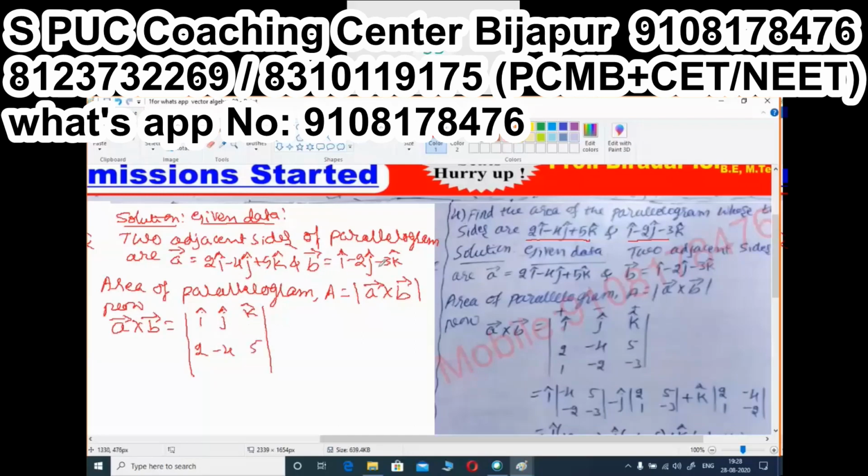Okay, so the b vector you write in the third row. Tell me the coefficients of i cap, j cap and k cap. The coefficients of this b vector are 1, next is minus 2, next it is minus 3. Okay, so expand along the first row, that is plus minus plus.